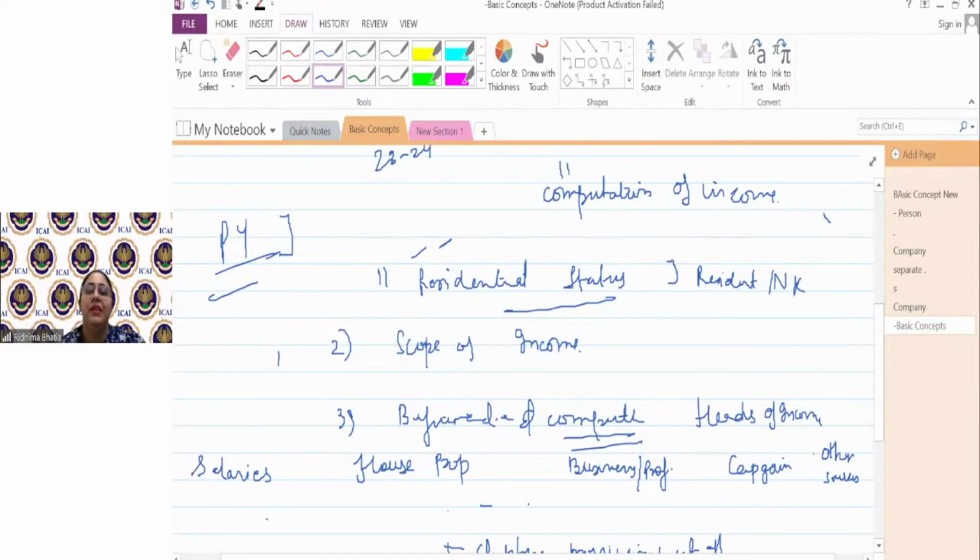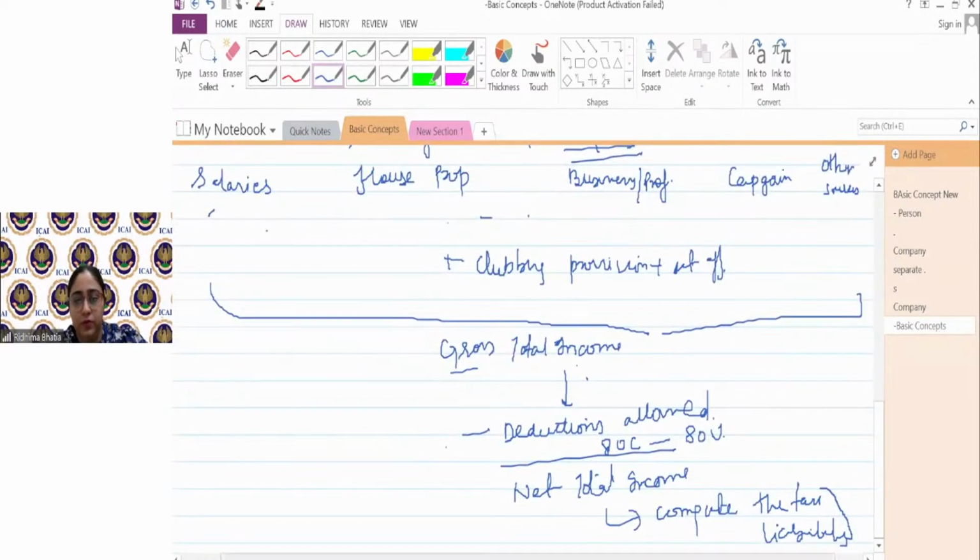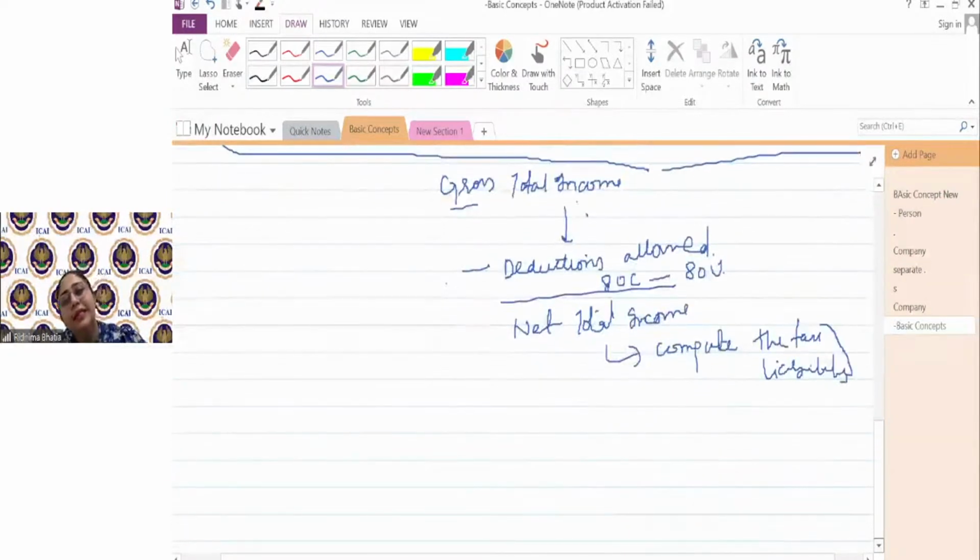Obviously, firms and companies would not have income from salaries because they cannot be an employee anywhere. Salary income would be only for individuals. Okay. You will compute the tax liability.